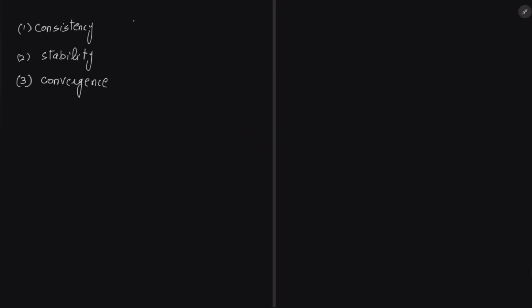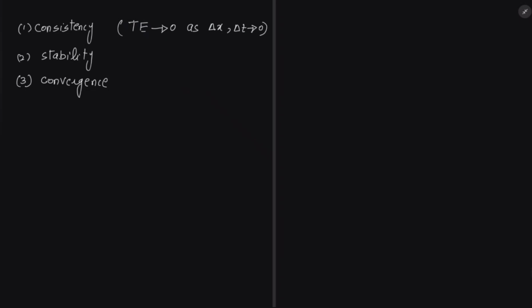What is the actual definition? The actual definition is that the truncation error of a numerical method must approach zero as you refine the grid, as delta x and delta t approach zero.